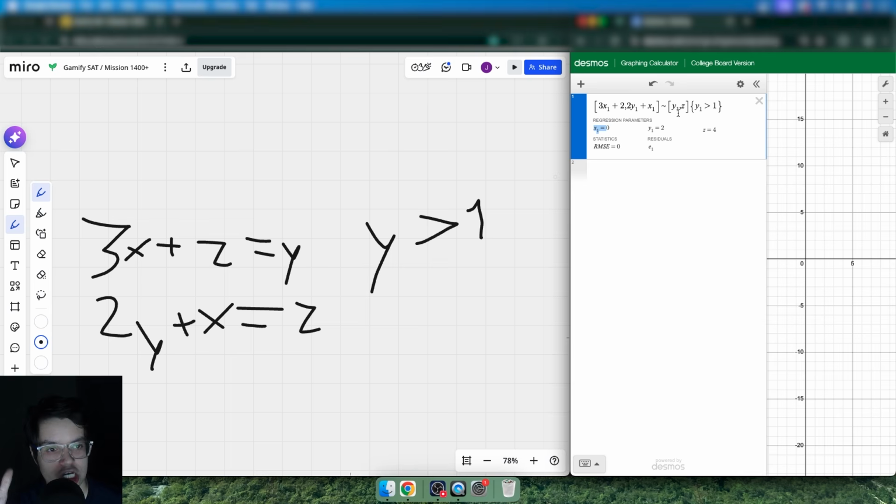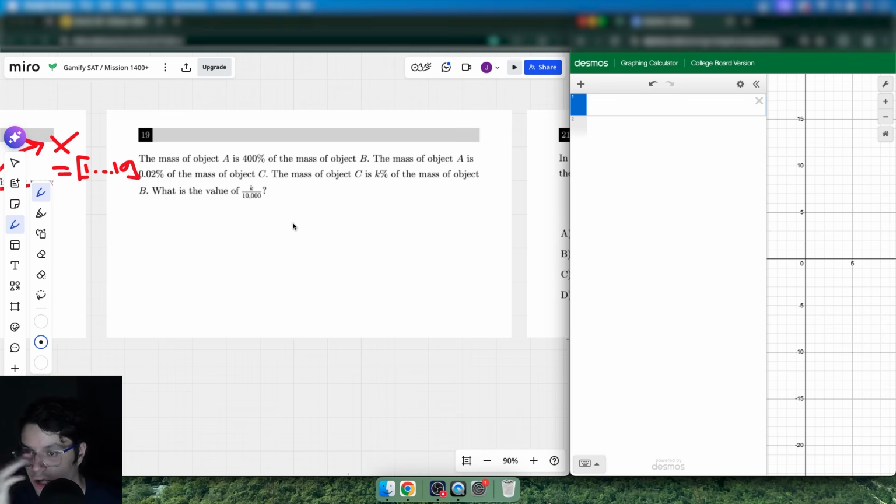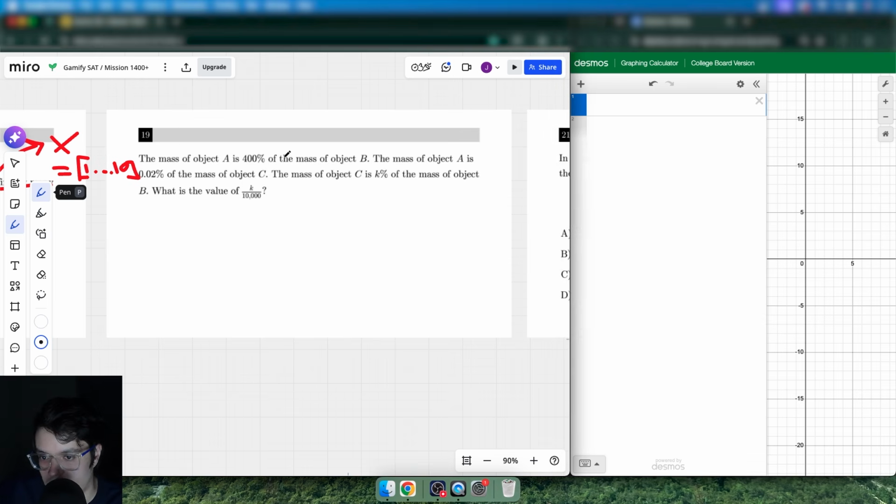All I'm really trying to show you here is what is actually going on, the left sides and the right sides. All the problems I'm about to show you are going to use this exact thing, nothing else to it, just that exact rule. So we have this here: the mass of object A is 400% the mass of B, A is 0.02% the mass of C, C is K% of B. What is K divided by 10,000?